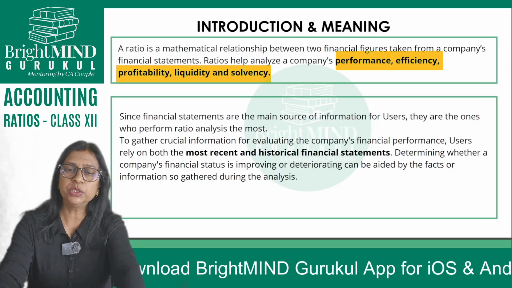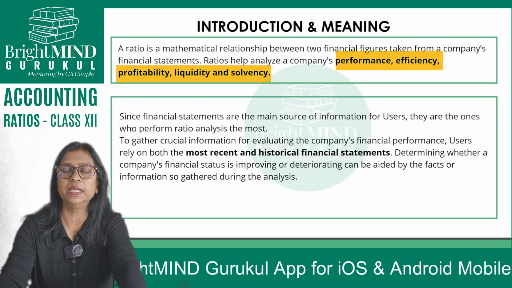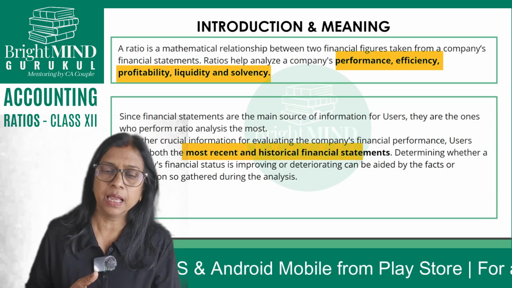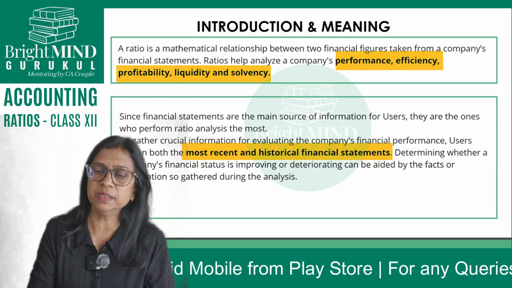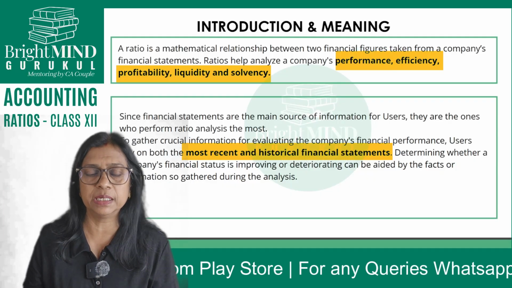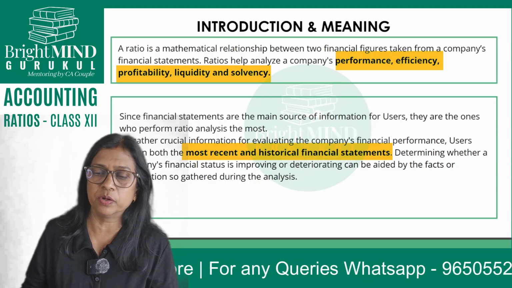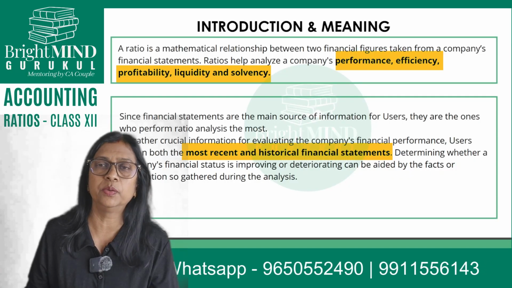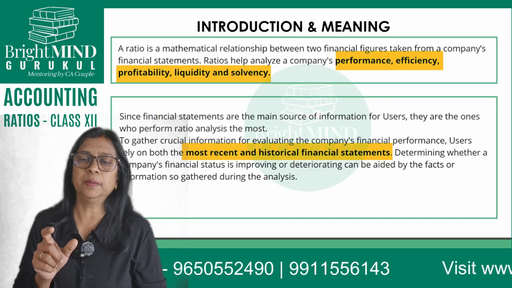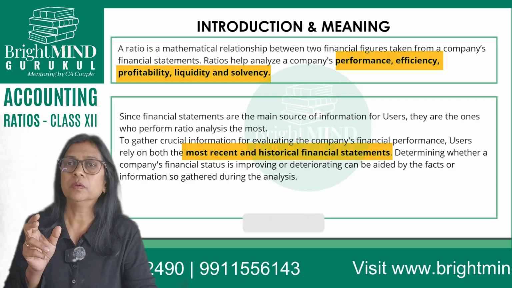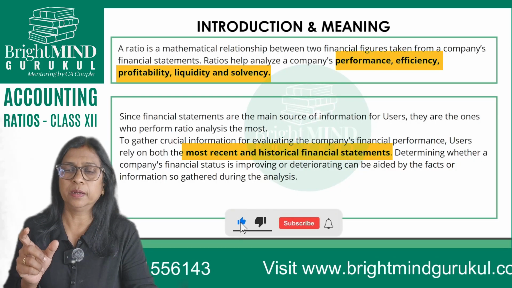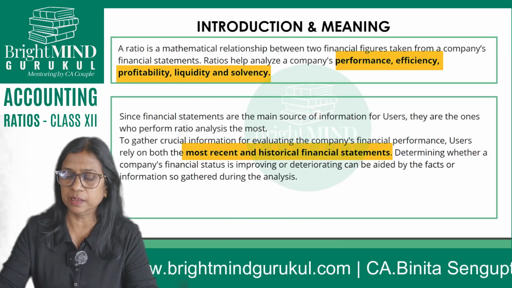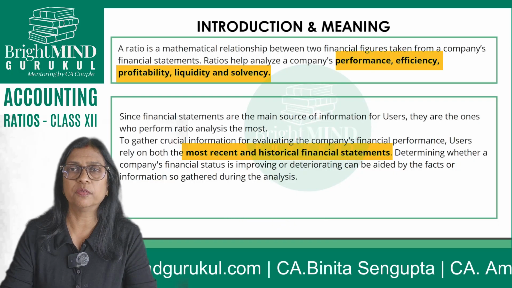To gather crucial information for evaluating the company's financial performance, users rely on both the most recent as well as historic financial statements. Determining whether a company's financial status is improving or deteriorating can be aided by the information gathered during the analysis. So ratio is a benchmark. It helps to compare your performance over the years so that you are able to take decisions regarding the future strategy of your business.